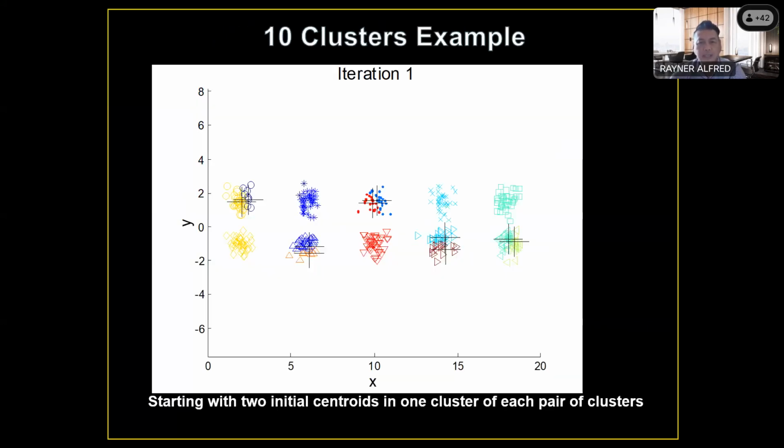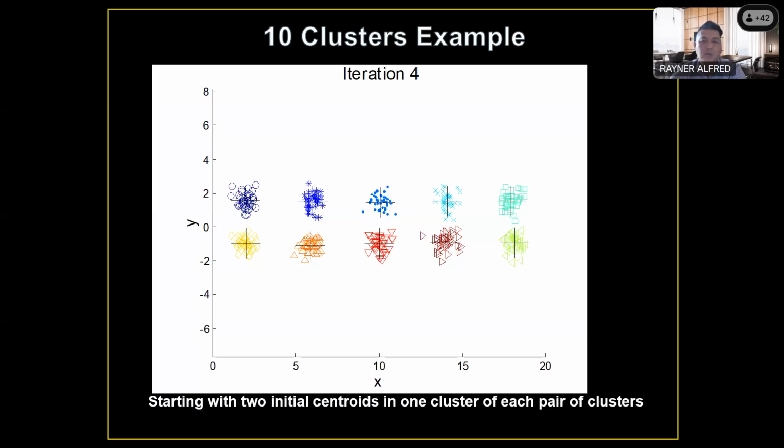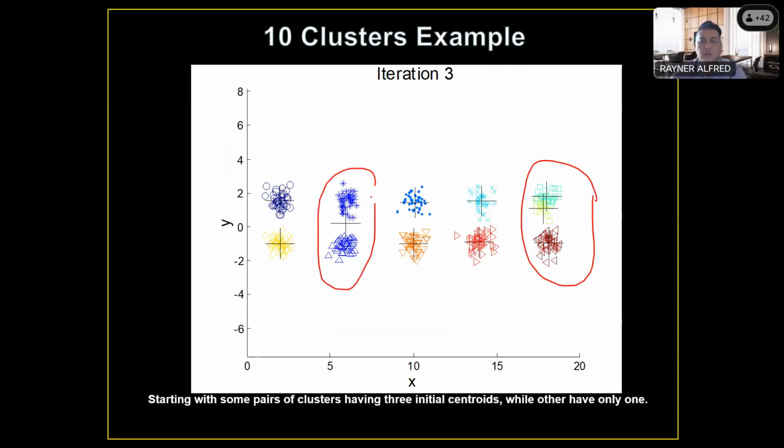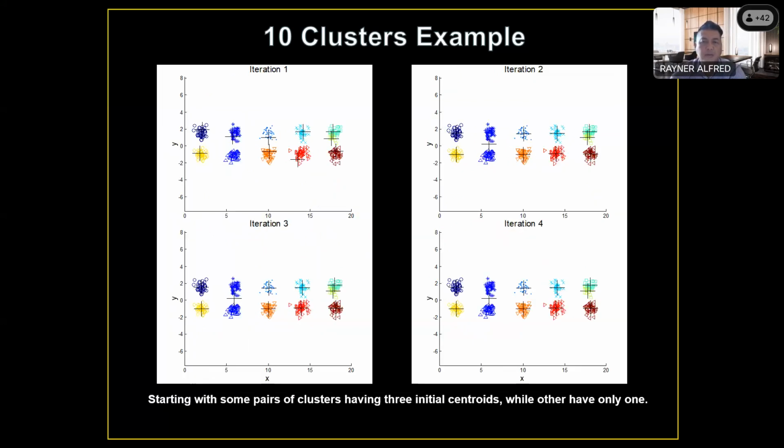Okay, so this is another example. This is for 10 clusters. When we select 10 random centroids, they will eventually go to the right position. But sometimes you have different results. For example, like this. This one over here, we have 3 centroids. Okay, over here we only have 1. So we will get different results.